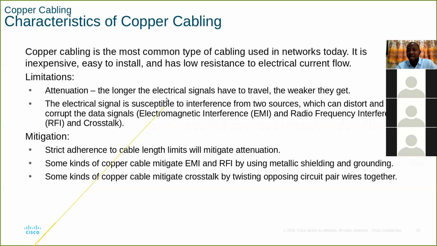Like if you are running a Cat6 cable, it is recommended that when the distance is more than 100 meters, it's not advisable to use it, because the longer the signal travels, the weaker it gets. That is the signal attenuation. You also talk about electrical signal susceptibility to interference. There can also be what is called EMI, electromagnetic interference, in the cabling.